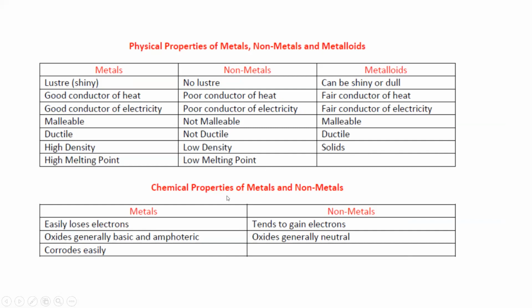Now the chemical properties of metals: they generally tend to lose electrons, whereas non-metals tend to gain electrons. Metal oxides are usually basic or amphoteric, whereas non-metal oxides are generally neutral, but can be acidic. And metals corrode easily. Later in the chapter we'll discuss what corrosion is. Is this part clear? Any question on this slide?